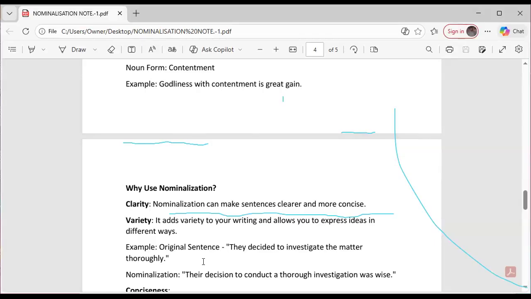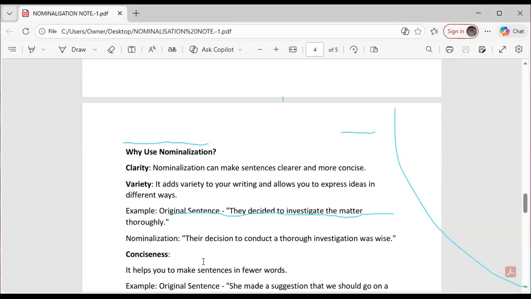That's an example, the original sentence in layman's language: They decided to investigate the matter thoroughly. Good. Now, when we nominalize, it says: The decision to conduct a thorough investigation was wise. Can you see the same sentence but different expressions? The way you will see it, and the way another person will see it, are in these two different expressions. But the bottom line is that there was a decision to do what? Investigate a matter. The original sense is not tampered with, but it is expressed in various ways. That is one of the reasons why we make use of nominalization.